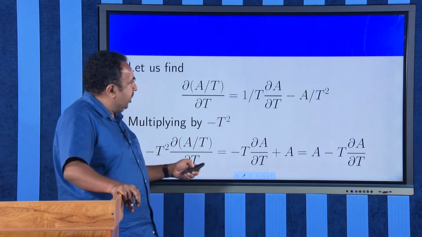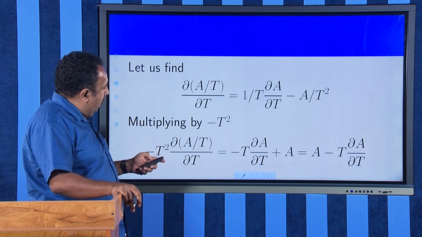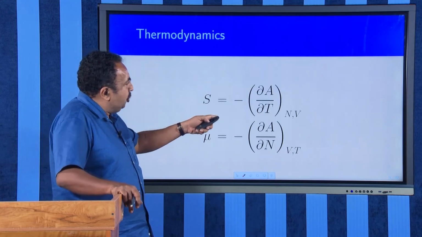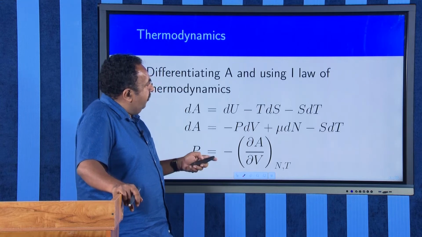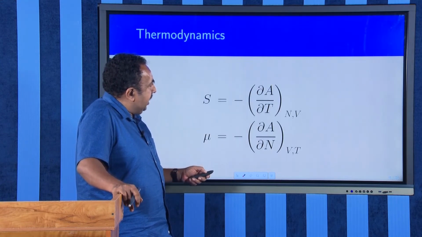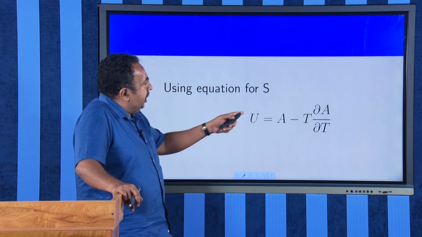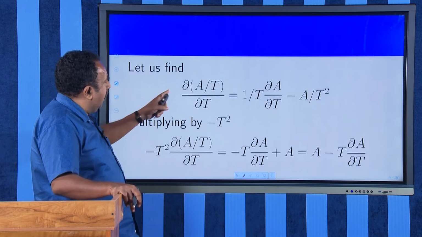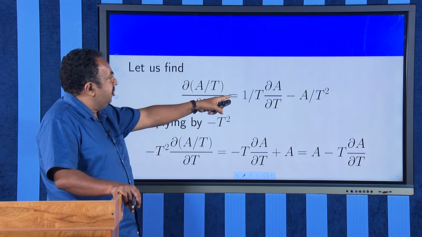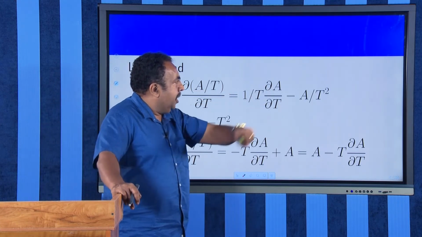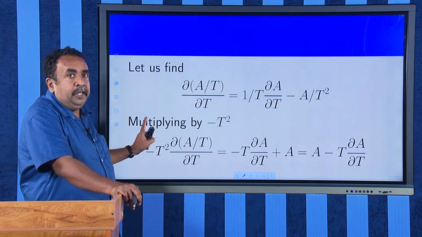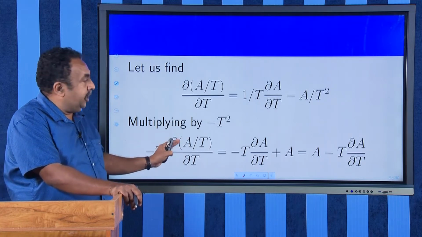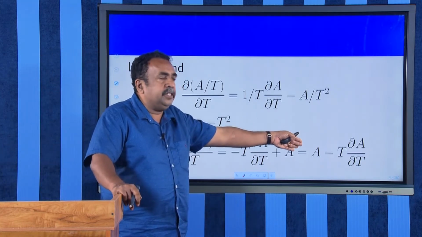Therefore, I will tell you once again what I had done. Initially, I took U is equal to A plus T S. Then S I substituted as minus dou A by dou T. Therefore, I will get my equation as A minus T dou A by dou T. And in order to get this A minus T dou A by dou T, what I did is I took dou by dou T of A by T, which on differentiating I get minus 1 by T dou A by dou T minus A by T square. Multiplying throughout by minus T square, I get minus T square dou by dou T of A by T is equal to A minus T dou A by dou T, which is nothing but U.